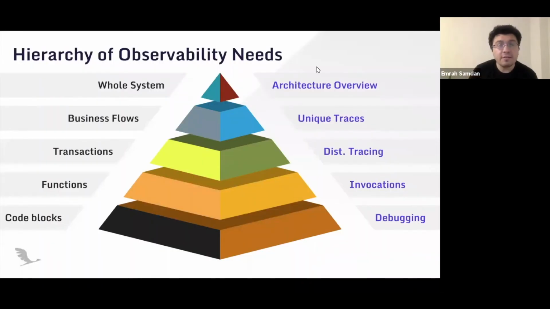At Tundra, we have something that we call the hierarchy of observability needs. At the top, you should understand the whole system as a whole, look at it and try to fix the errors at a glance. Going to the bottom, you'll understand the importance of the business flows in your system, the single transactions of business flows, the functions which are making transactions, and the code blocks which are making functions. Let's go over them one by one now.